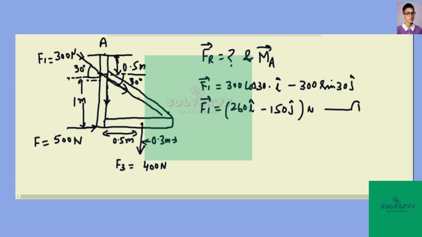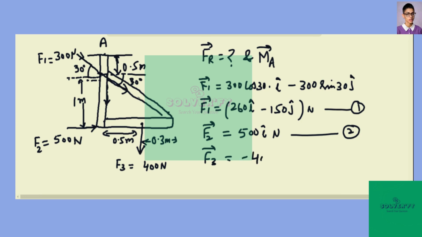Now the F2 force. We are considering the F2 force. It is along the x-axis, so it can be written as 500 i cap Newton. This is F2. Now F3 is along the negative y-axis, so this can be written as minus 400 j cap Newton. So it will be negative j cap. I am writing it first, then we will write the unit.